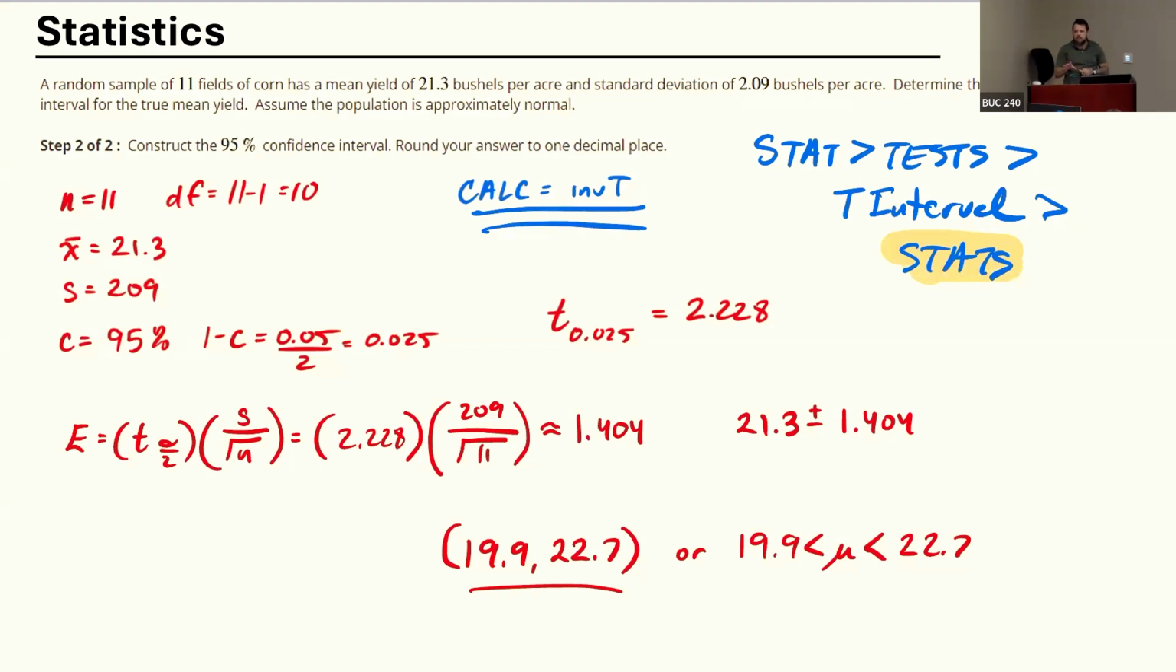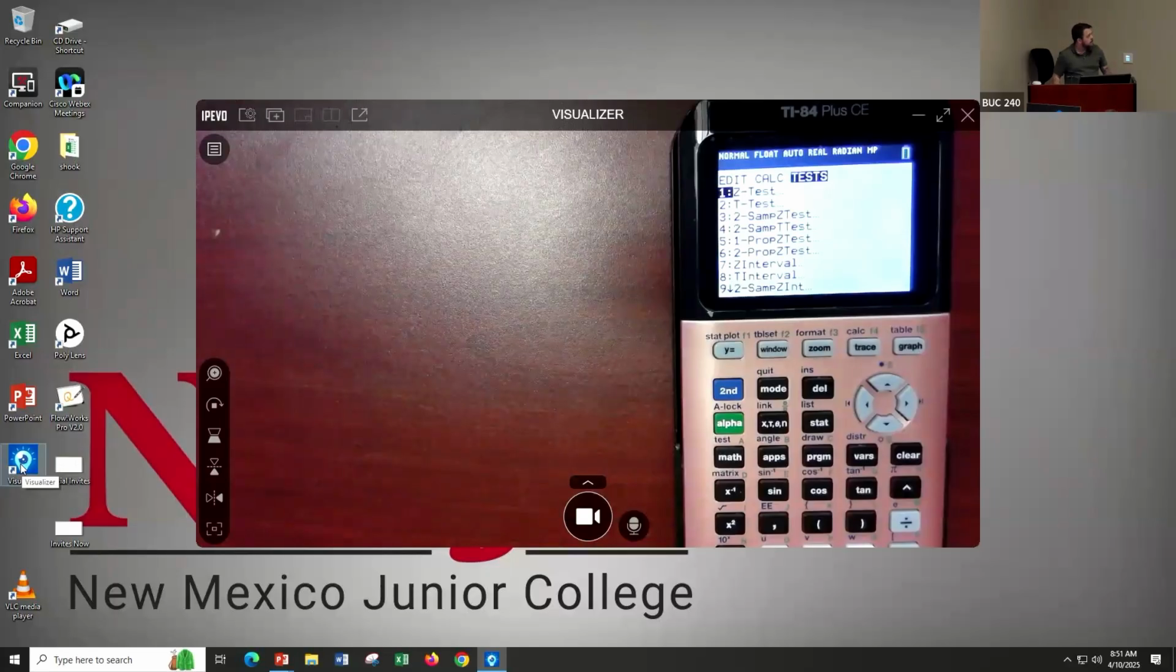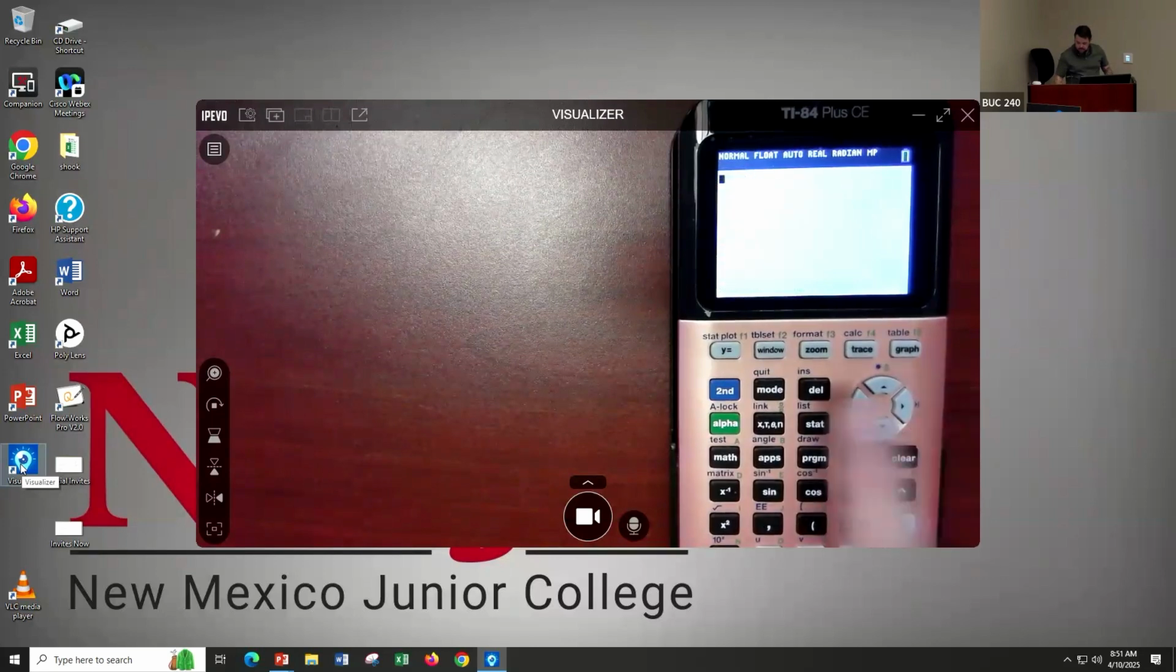Does anybody want to see me do it on my calculator real quick just so you can kind of see it? I'll use the same numbers. Okay, watch carefully. Remember, I hit the stat key. Scroll over to tests. Everybody see that okay? Oh, sorry, it's not showing. Scroll over to tests. Stat, scroll to test. Go down to number 8 or just hit 8.